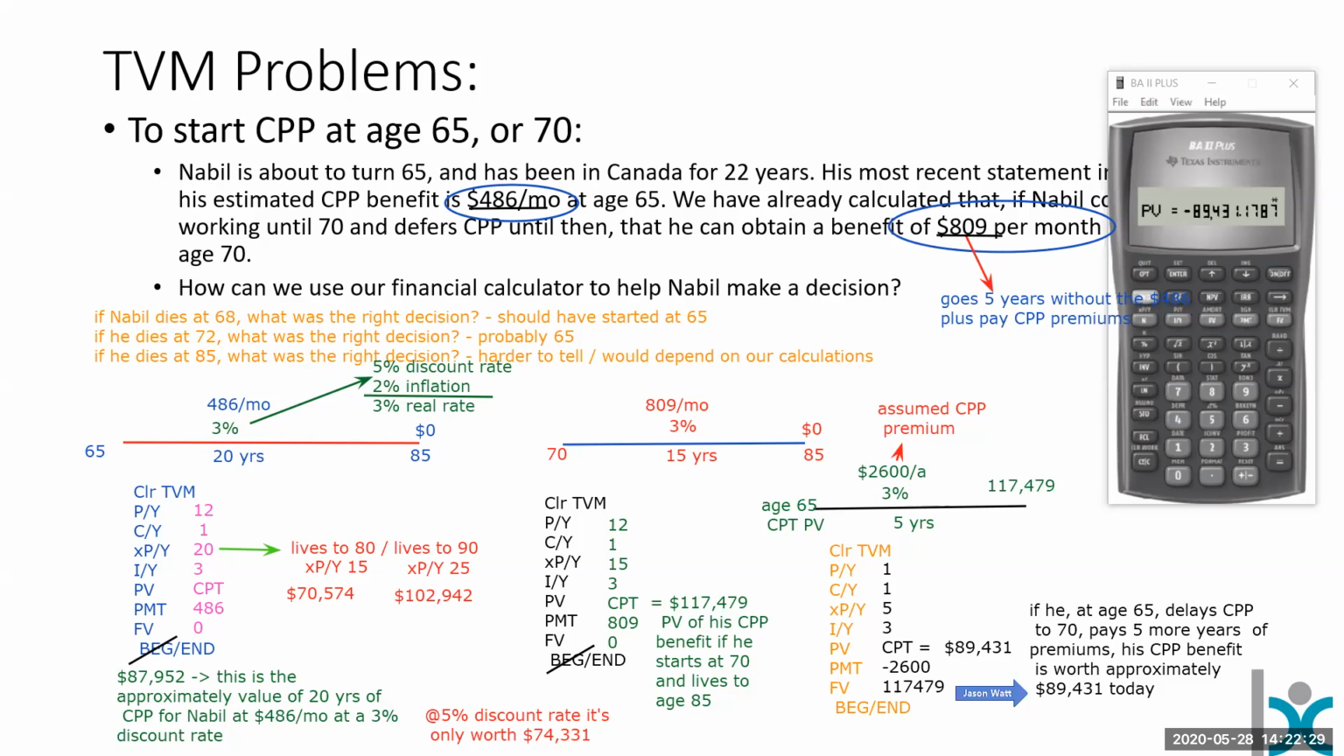Okay, so this is where we'd want to talk it over with Nabil. We'd want to figure out what risk we're more concerned with. Are we more concerned with the risk that he dies when he's 75? Or are we more concerned with the risk that he lives to 95? Okay.